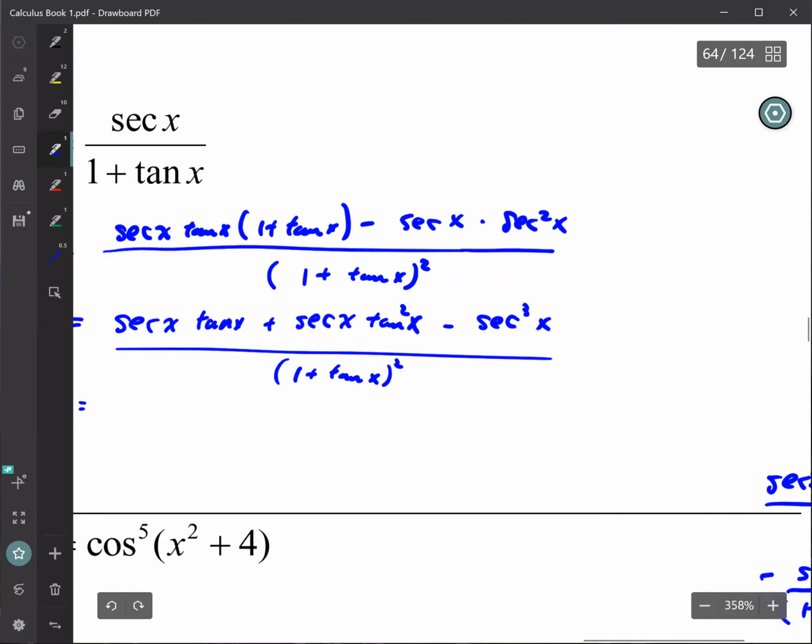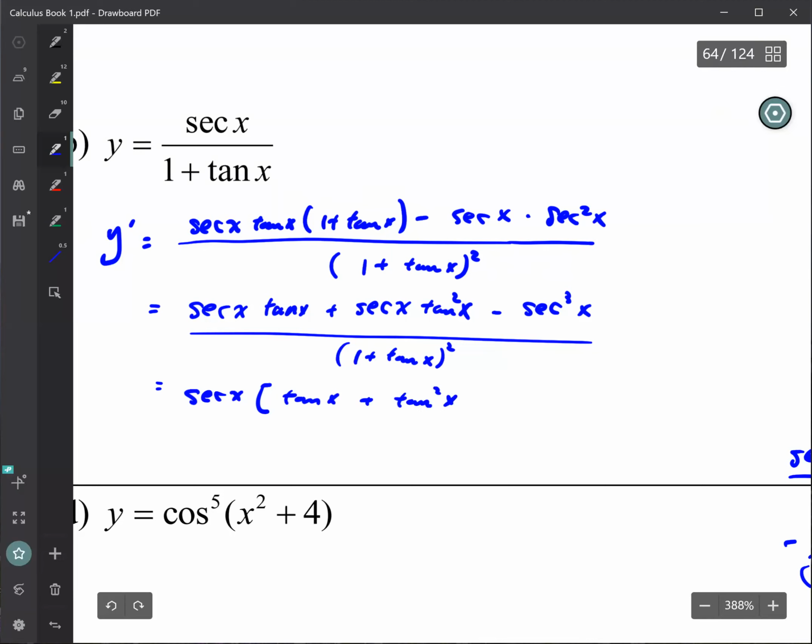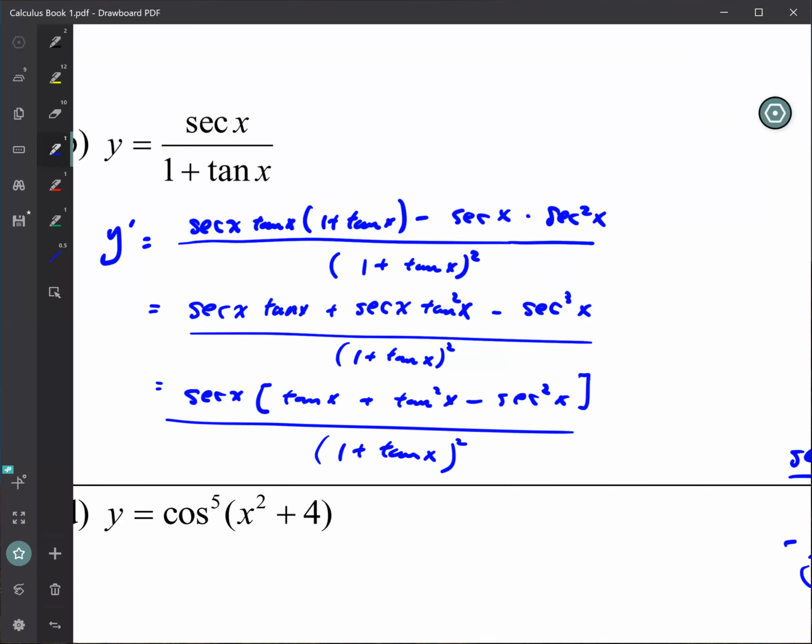So what can we do here? We can factor the secant, right? Because every term has the secant. So let's take out the secant x. You get tangent x plus tangent squared x minus secant squared x, all over 1 plus tangent x squared. Any questions so far about this?